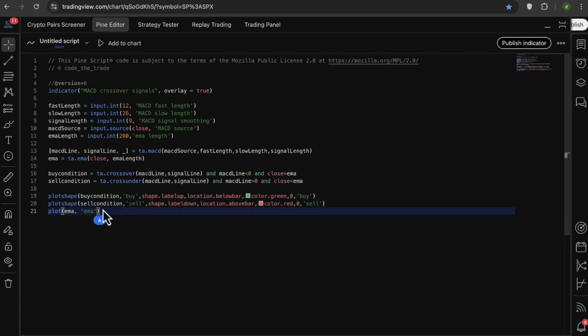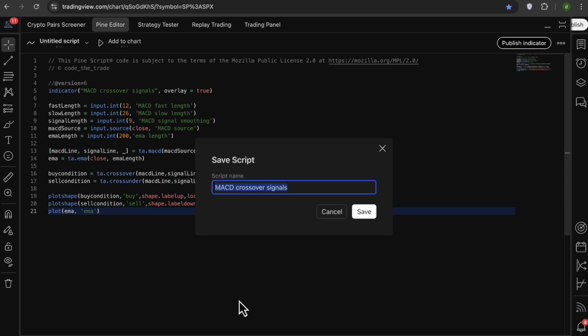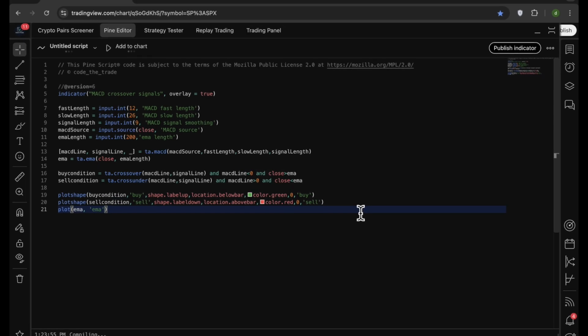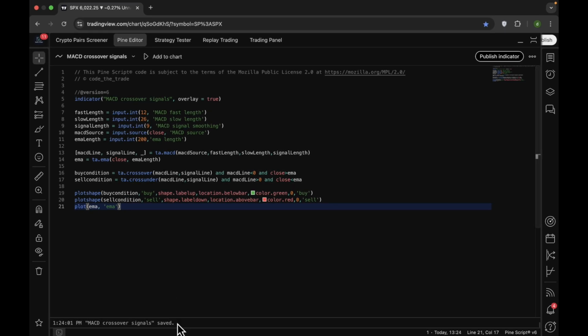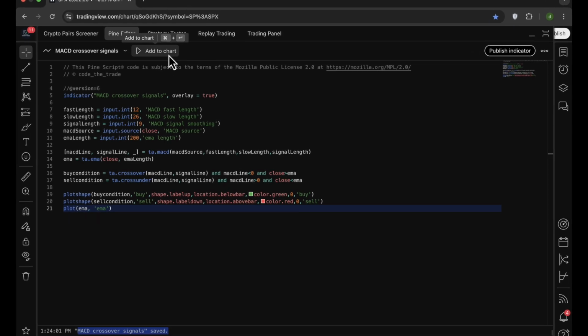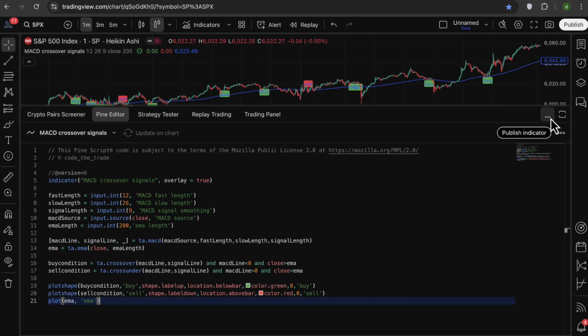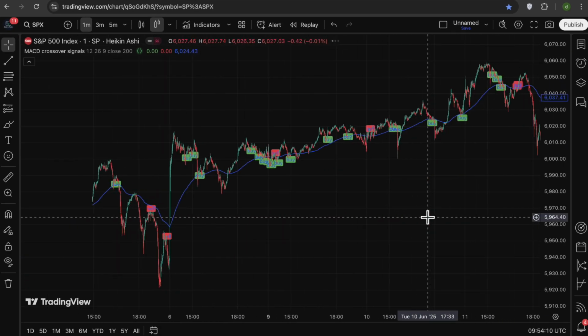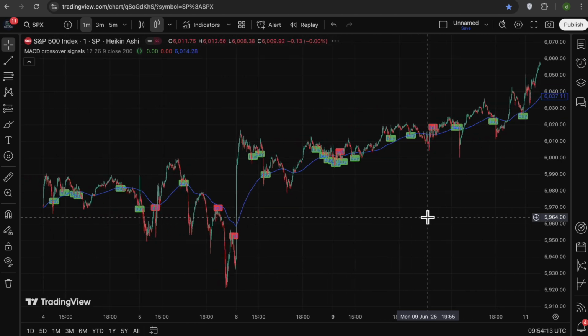Now, once we're done with that, we can hit Command S, or Control S on Windows, in order to save the indicator. We need to save the indicator. Here you can see that the indicator is saved, and we can add this indicator to our chart by clicking this. So now you can see that our indicator is plotted in our chart.